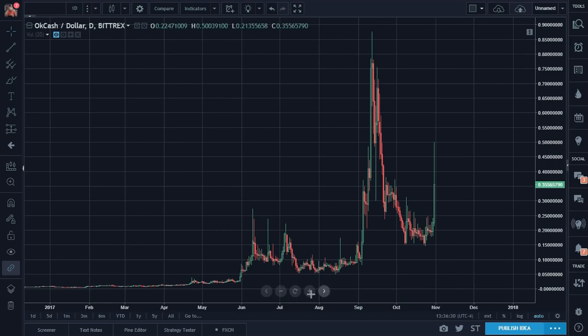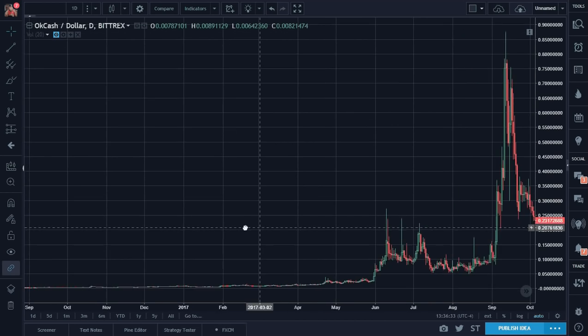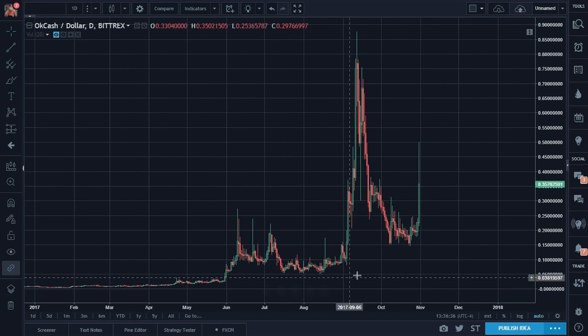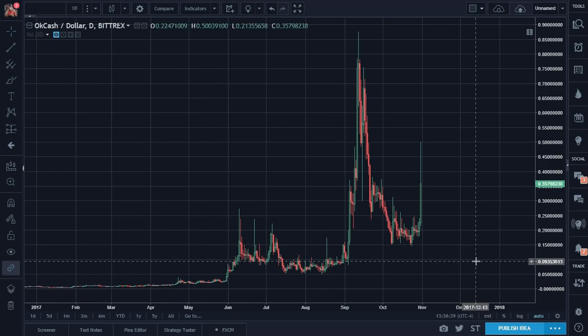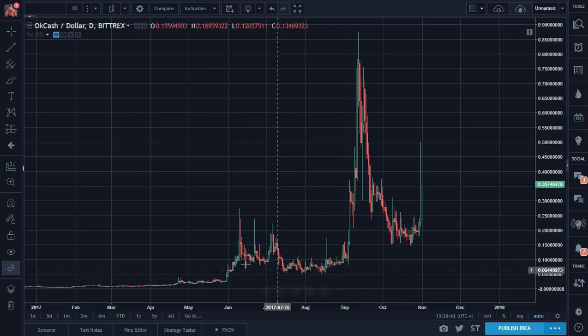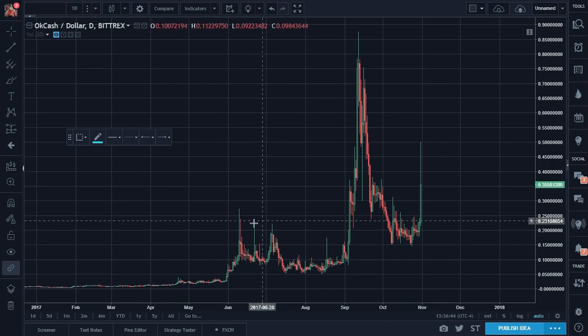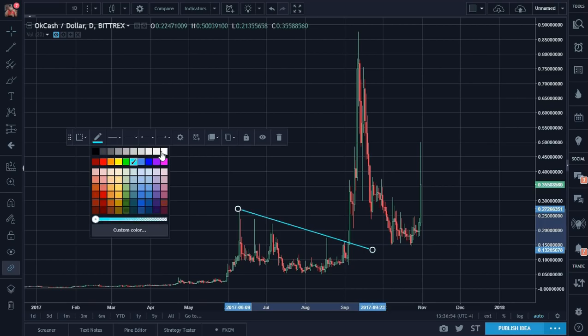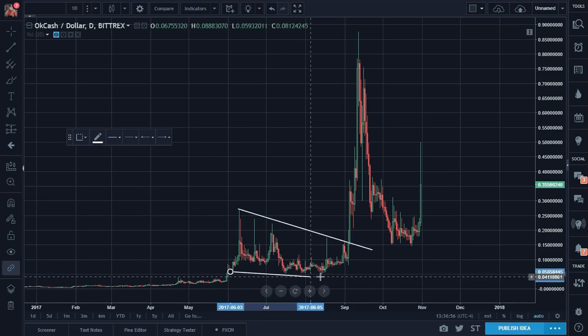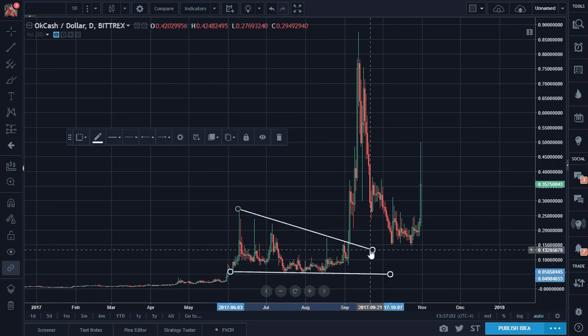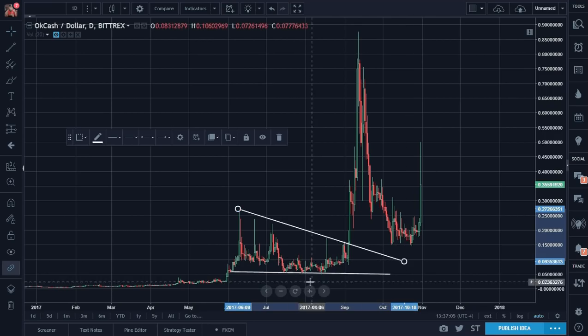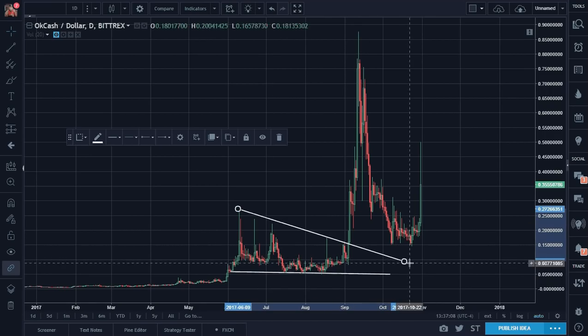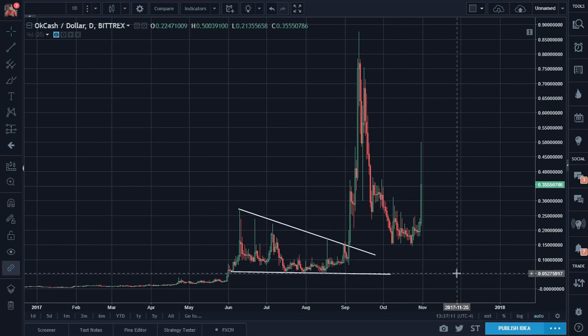So here we go. OK Cash has a long history. And let's just count it and see where we go. But before I count, I'm sorry, let me draw some lines. So here was a bit of a triangle. You can call it maybe roughly a triangle. Still, it broke out of it, like so.